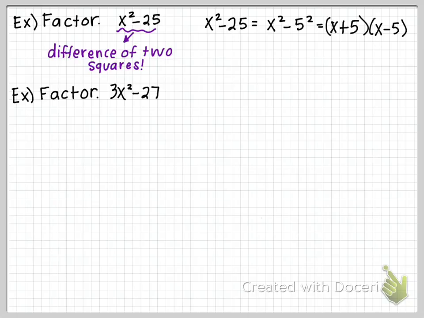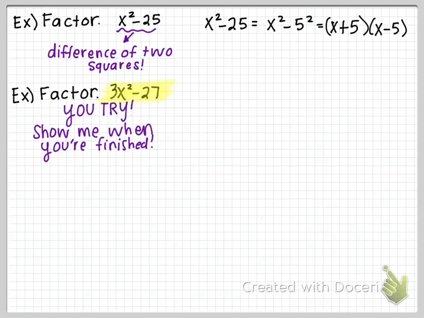So let's factor out this. So now the first step is we notice, does this have a GCF? Does this here have a GCF? Remember the last one we looked at did not have a GCF. Does this one? It does. We can take out a 3. So let's do that first.